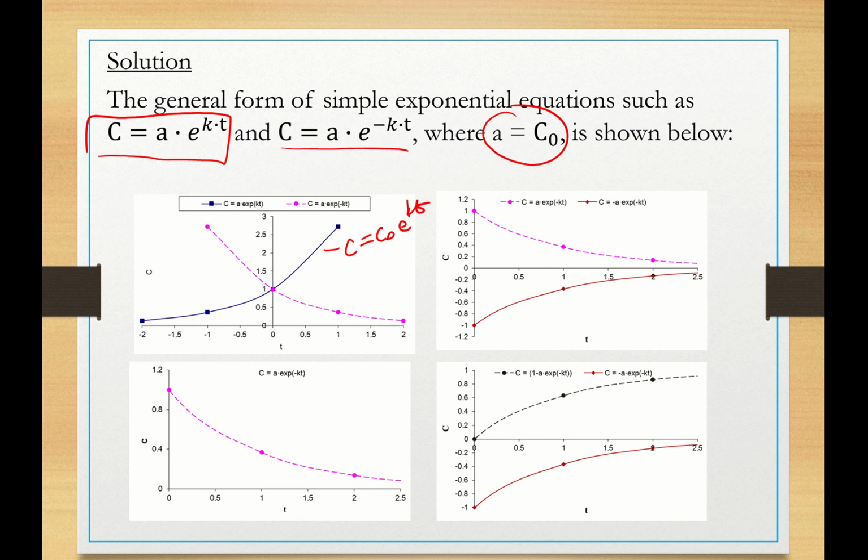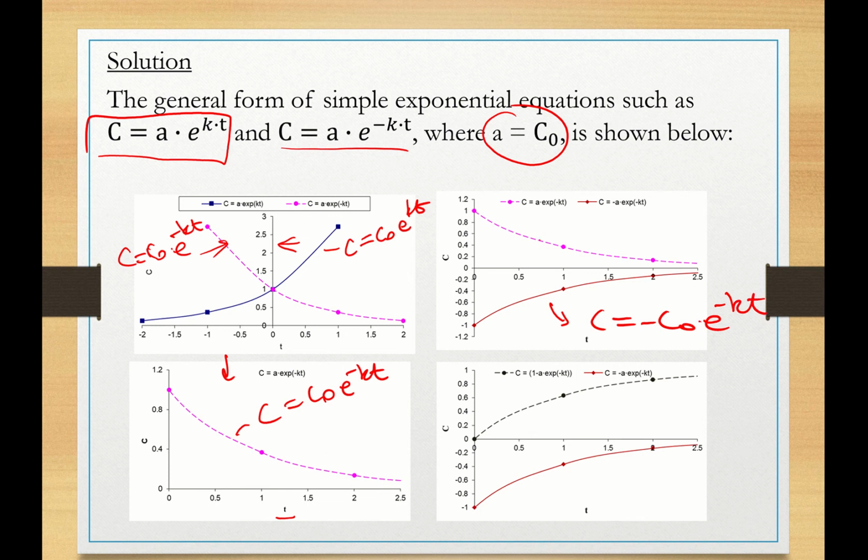If I want to generate a negative sign in the exponent, all I have to do is to reflect this curve into the y-axis. So this curve here is C equals C0 e to the negative kt. And here I've plotted only the positive part for positive time. Again, this is C equals C0 e to the negative kt. If I want to generate a negative sign into the coefficient, so this is going to be C equals negative C0 e to the minus kt, all I have to do is reflect this curve into the x-axis. And here is what I have.